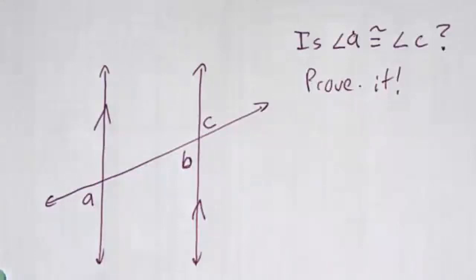Protractors, no. We're not using any measuring tools, only the facts that we know and the properties of things that we know. Here's a big hint: think about the vocabulary terms that are on your sheets. What do you see in the picture?